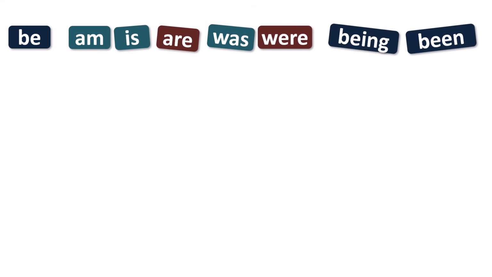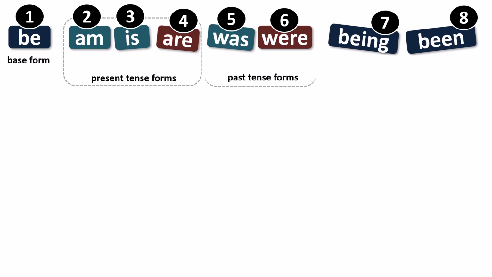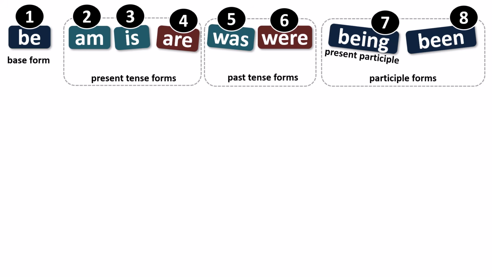Let's make a start. Here are the different forms of the verb to be. There are 8 of them. Be is the base form. This is the version that you will find in the dictionary. The next 3, am, is and are, are the present tense forms. Was and were are the past tense forms. And being and been are the participle forms. Being is the present participle and been is the past participle. We will talk about the participle forms later.